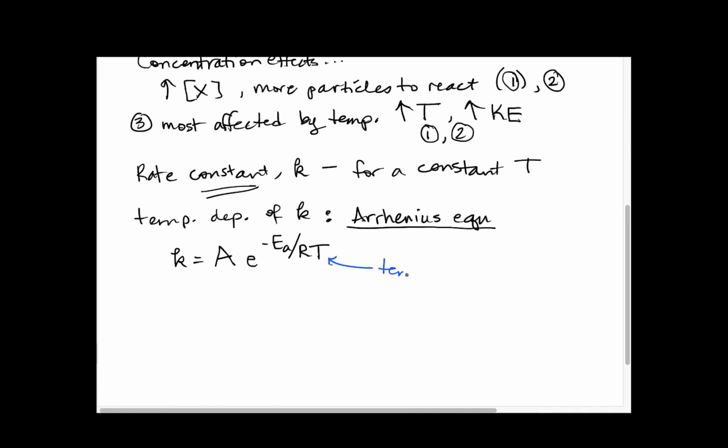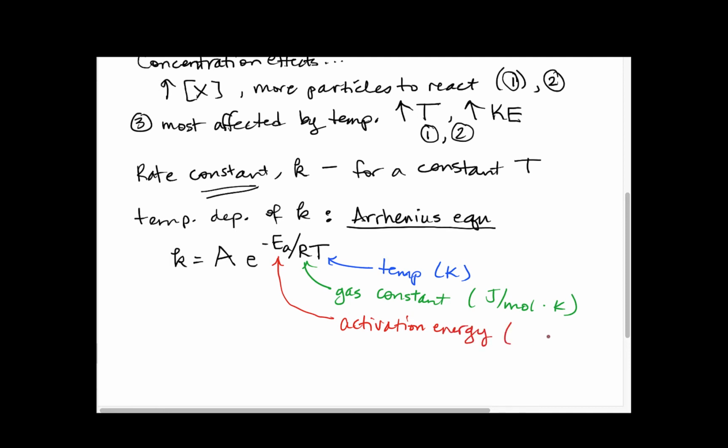This is the temperature in Kelvin. R is the gas constant. Probably it's going to be in joules per mole Kelvin. And then E sub A is the activation energy. For the units to work out, this is going to be in joules per mole, so that way this whole term becomes unitless. This is the exponential function.